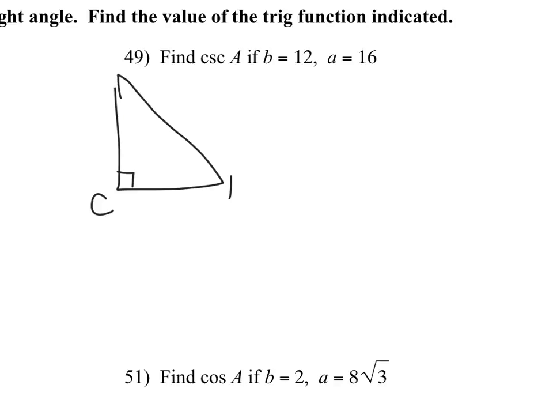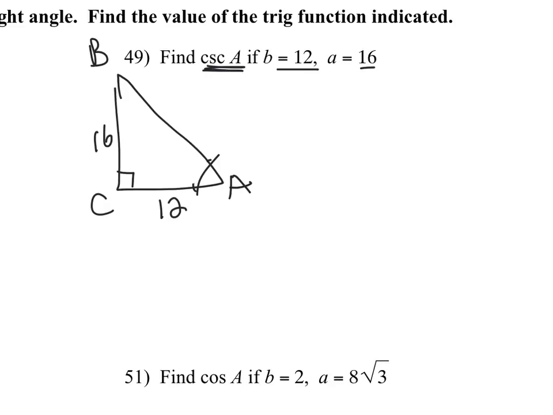They tell you, so I'm going to make this A, because this is talking about cosecant of A, so that's always the angle that I want to deal with. I like it down there, it's just me. Remember, little a is across, so this is little a. Little b is across from 12, so that goes here.